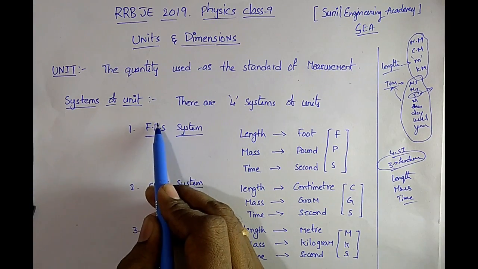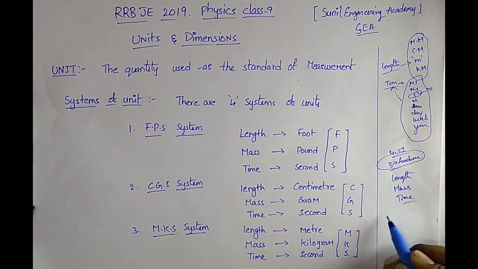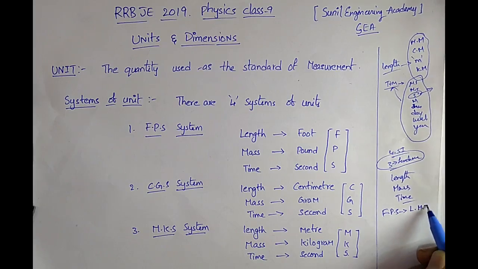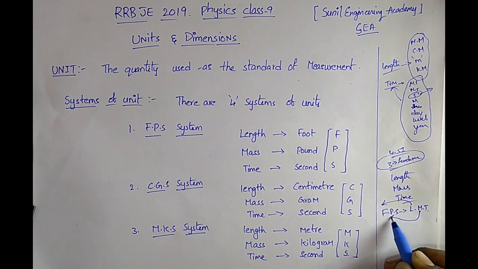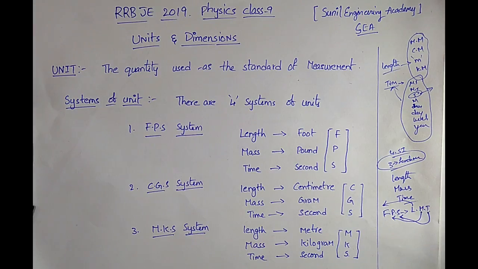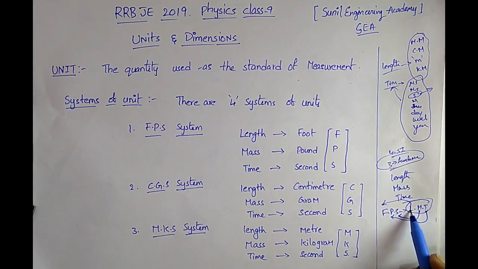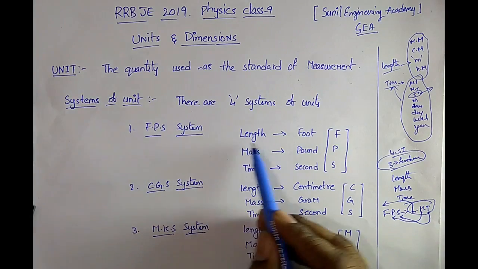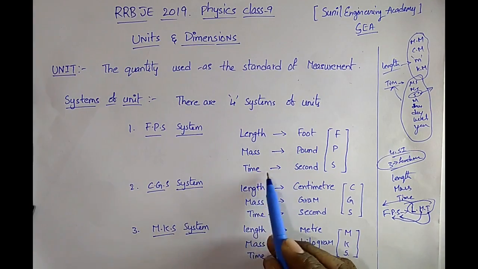In the case of the first one, the FPS system, as the name itself says, F for foot, P for pound, S for second. So in this FPS representation, that is length, mass and time: for length it is the foot, for mass it is the pound, for time it is the second. In this way we represent the three fundamental quantities.